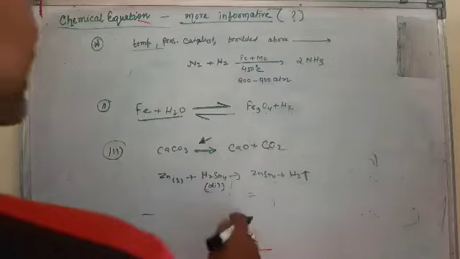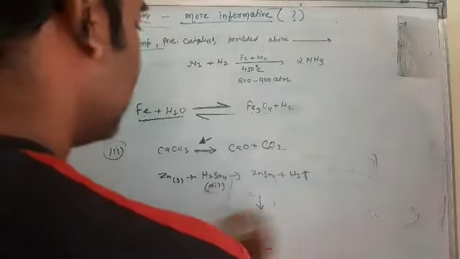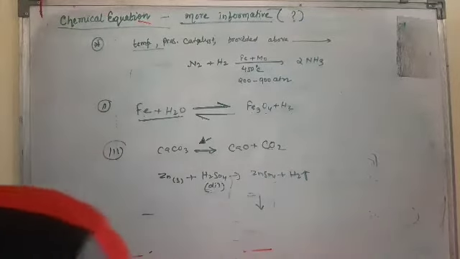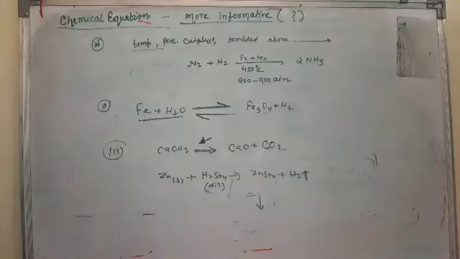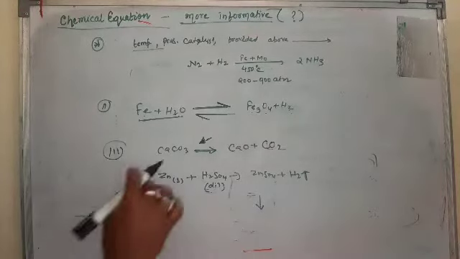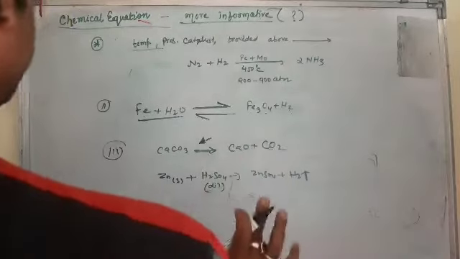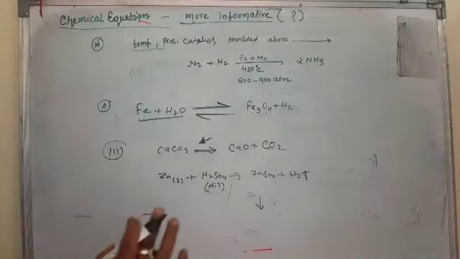If in some cases a precipitate forms, then you use the down arrow. If you use concentrated acid, write concentrated. If you use dilute, write dilute. So like this, the equation can be made more informative. Clear?